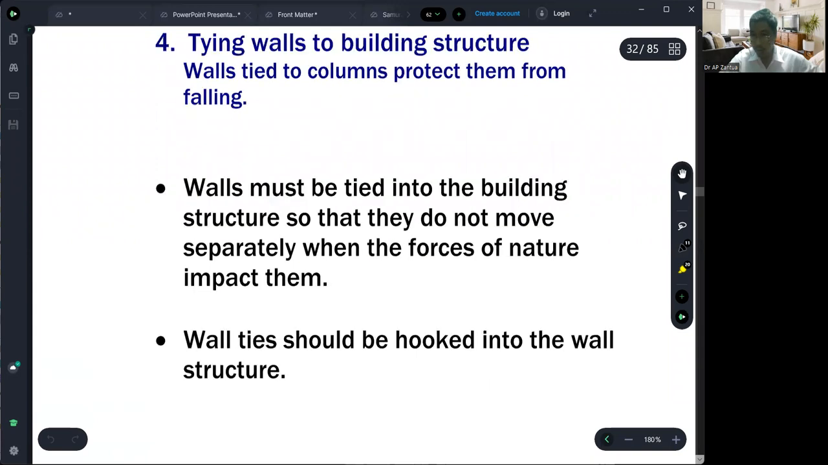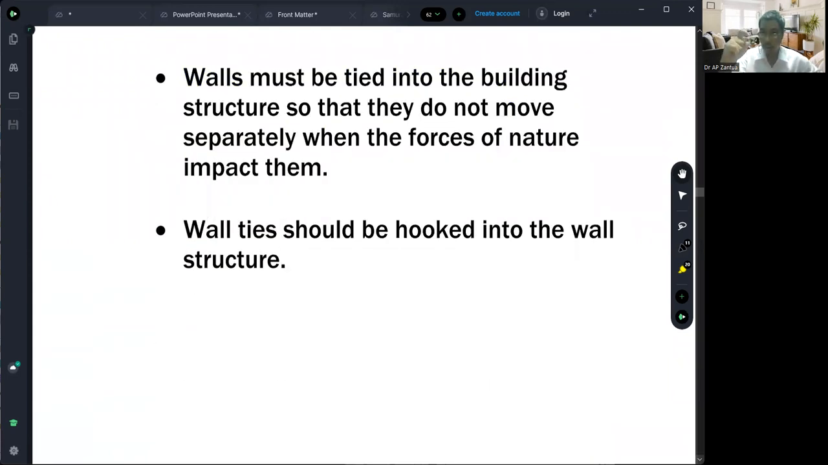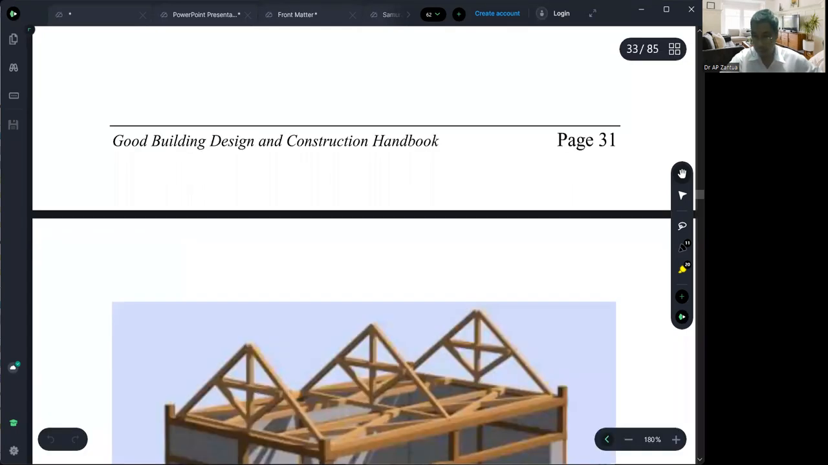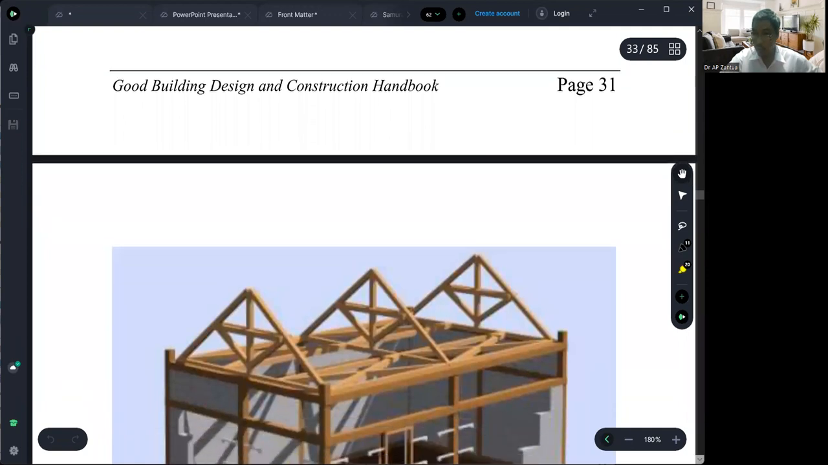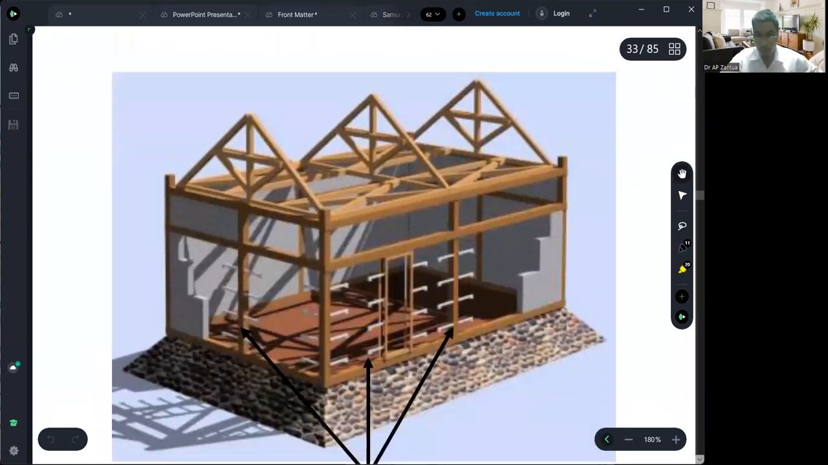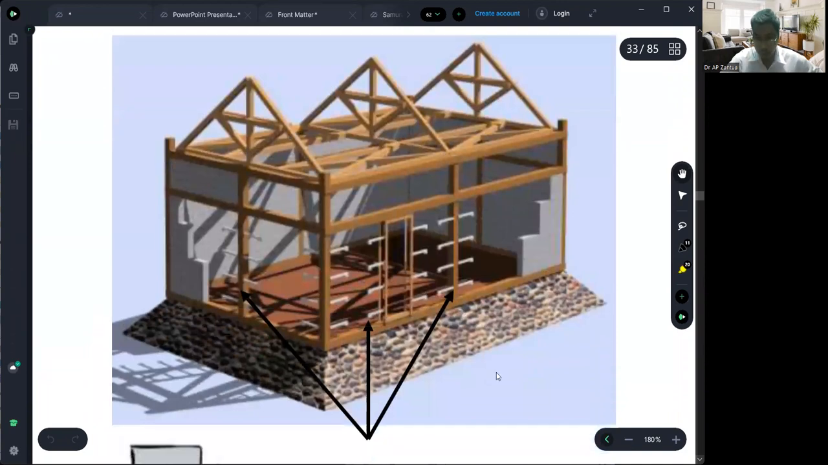Okay, hook. So there is a line. Hook is like this. So this is the shape of hook. Those are the simple principles in connecting the walls to the structure. So it could be connected to the column or to the beam. So this is an example of connection.